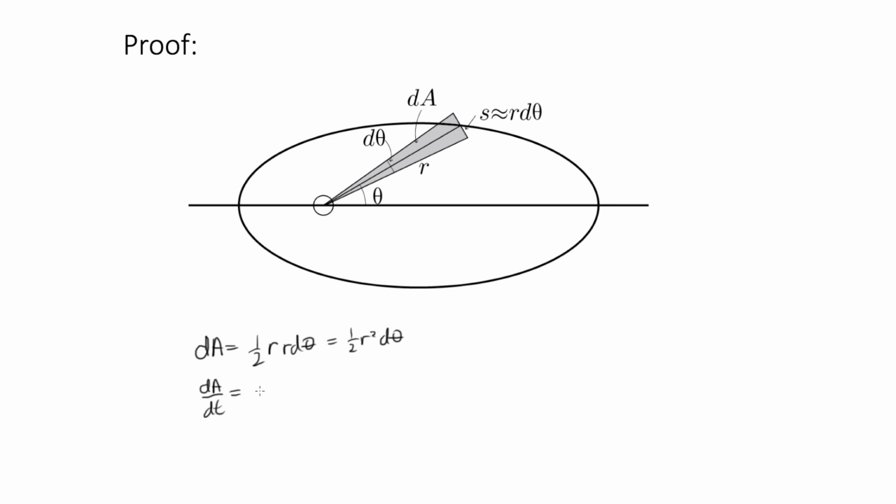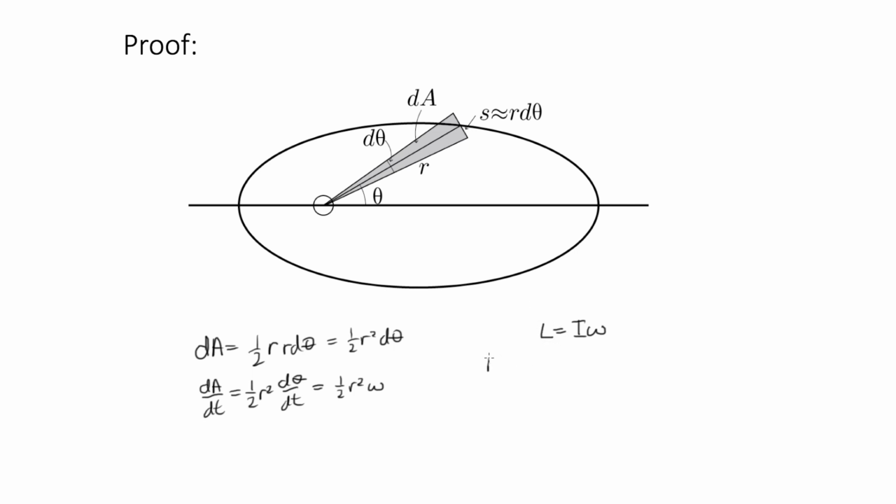So we've got dA/dt is equal to, now the radius is changing very, very slowly. So we can choose d theta to be small enough that the radius is constant. So then we've got a half r squared d theta/dt, and we know what d theta/dt is. It's omega, the angular velocity. So this is a half r squared omega. Now, r squared omega should vaguely remind you of moments of inertia. We've got that the total angular momentum is given by I omega, and the angular momentum is conserved.